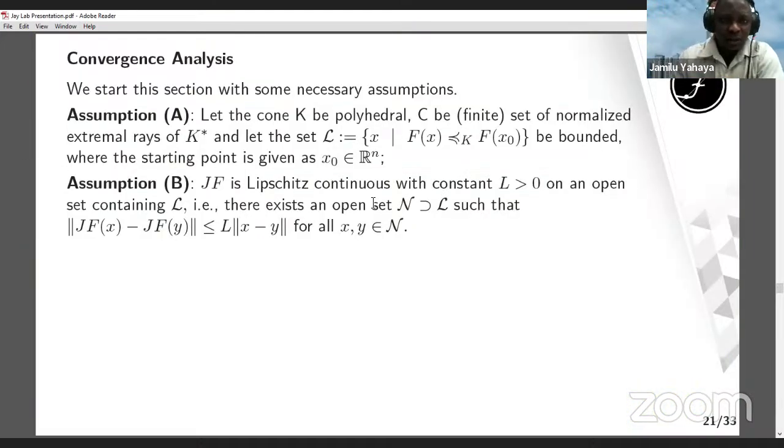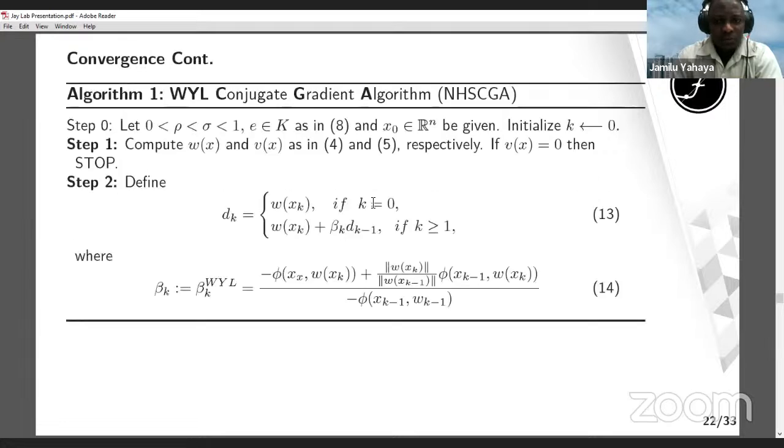Now we are going to give the convergence analysis. Before the convergence analysis, there are two important assumptions that we normally make when we want to prove the convergence of our algorithm in these settings. This is the algorithm. This algorithm was first given by Lucambio and Perez.